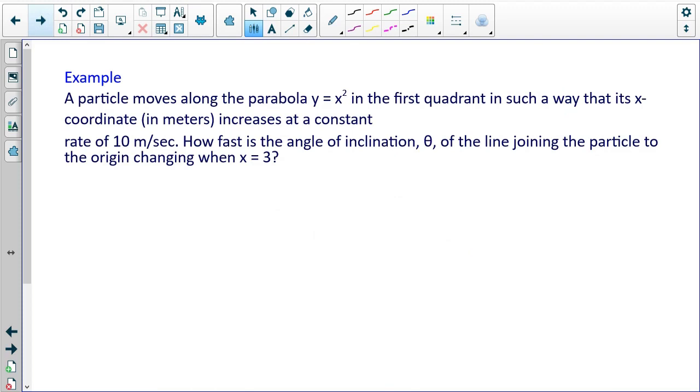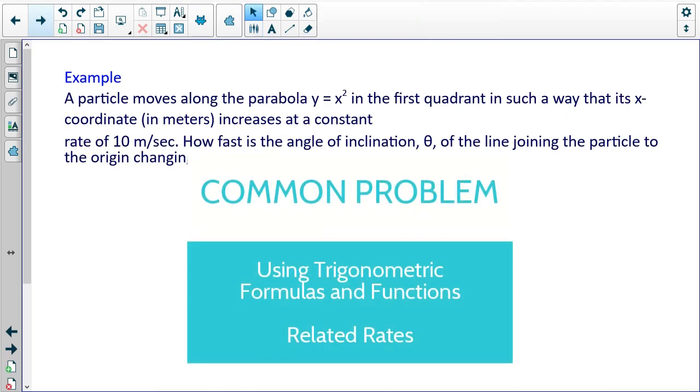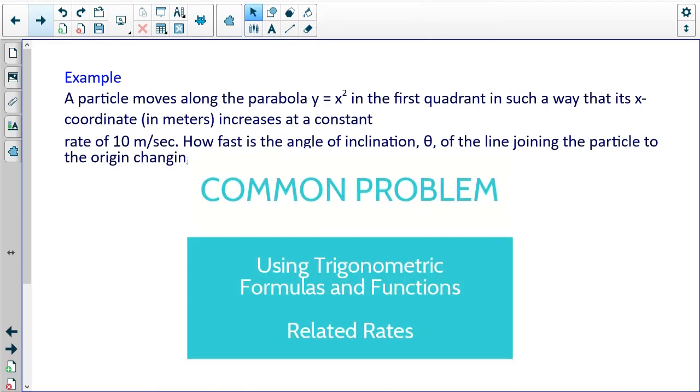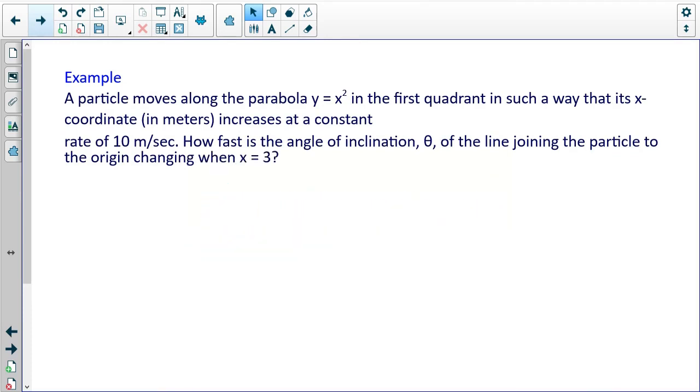Problem 3. A particle moves along the parabola y equals x squared in the first quadrant in such a way that its x-coordinate in meters changes at a constant rate of 10 meters per second. How fast is the angle of inclination, theta, of the line joining the particle to the origin changing when x equals 3?